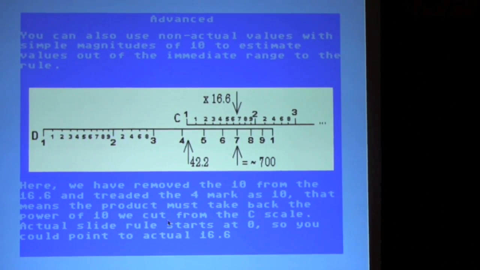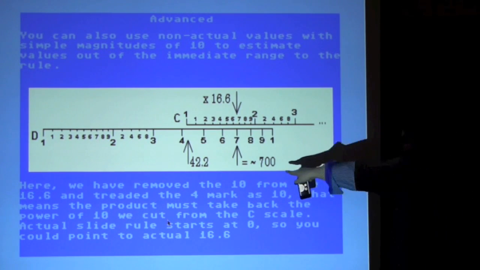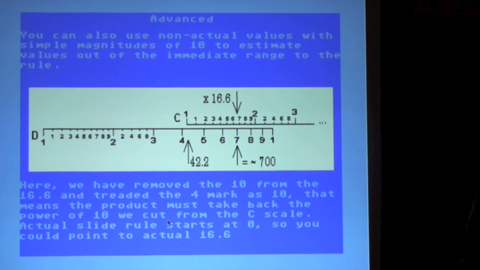You can also just remove factors of 10 from your multiplication and add them back at the end. This is actually from Wikipedia. You can see I'm pulling out 42.2. This is all analog. It's not digital, so numbers are not precise. 42.2, 16.6. Since I'm factoring out my one level of 10 here, when I add it back, it's pointing to 7. We're going to call that 700 instead of 70.